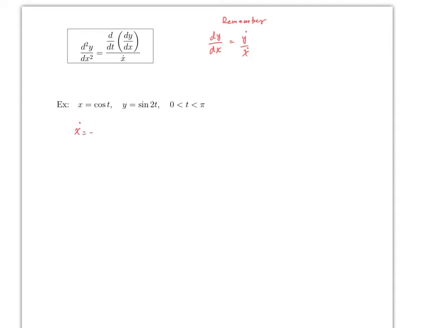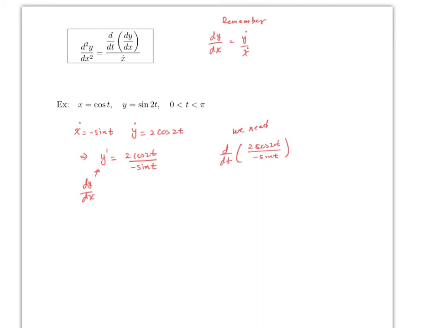So in our case, x dot is equal to minus sine t, and y dot will be 2 cosine 2t. Okay, so therefore from here, we have the y prime, which remember is the same thing as dy/dx, equal to 2 cosine 2t divided by minus sine t. Now to take the derivative of this with respect to t, this is what you need next: d/dt of 2 cosine 2t over minus sine t.